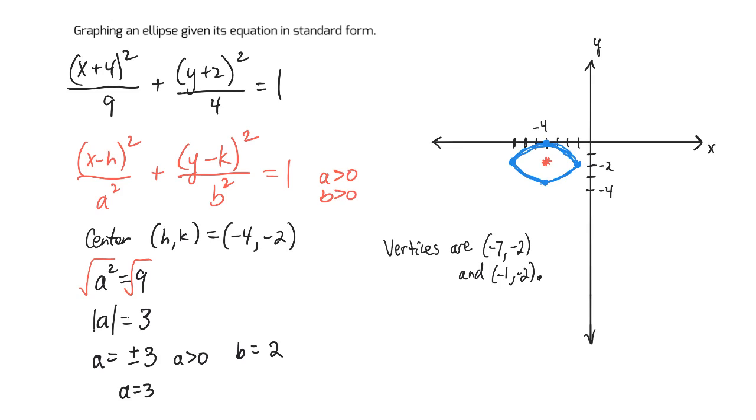How about the endpoints on the minor axis? The endpoints are, we have, looks like -4, -4, because I'm reading bottom to top. And so the next one's going to be -4, 0.